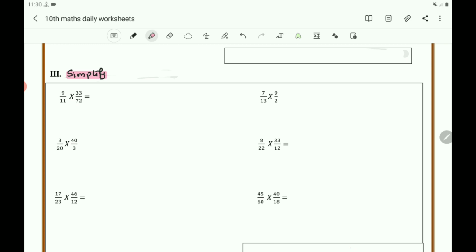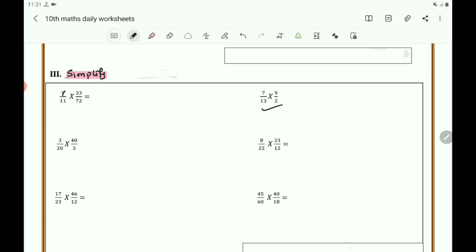Next you take simplify. Here it is a multiplication of fractions. In that case, if it is possible, try to cancel. Here you know that you can cancel this and this, or this and this, or this and this. Like this way. Here you can observe 9 and 72: 9 ones are 9, 9 eights are 72. Similarly 11 ones are 11, 11 threes are 33. Now 1 into 3 is 3, 1 into 8 is 8. In this way this can be simplified.